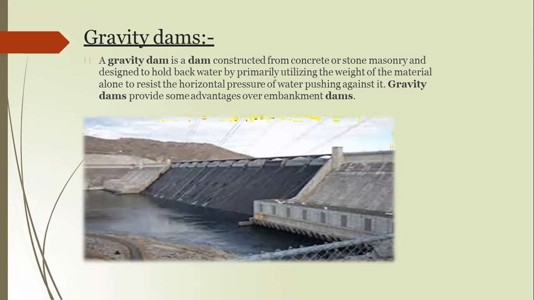Gravity dams provide some advantage over the embankment dams. You can also say that gravity dams are more stable than the embankment or earth dams. So stability here is more. The weight is also balanced by its trapezoidal shape, which creates the moment of resistance, and because of that, the huge amount of water pressure is retained. You can also see in this image a picture of a gravity dam.